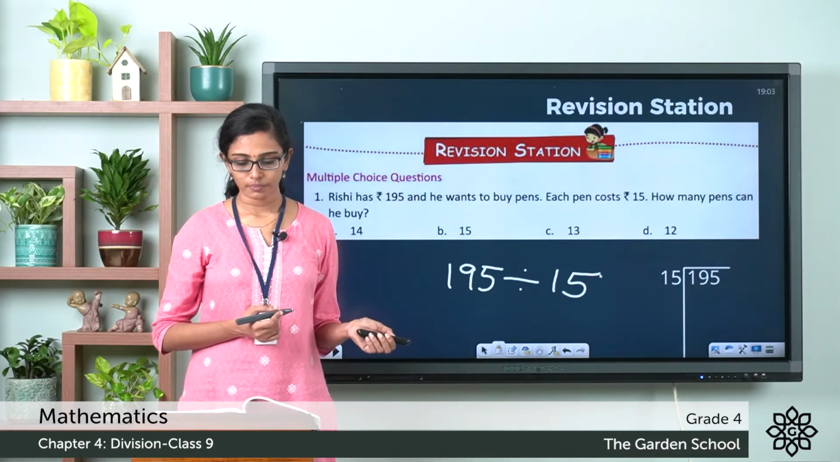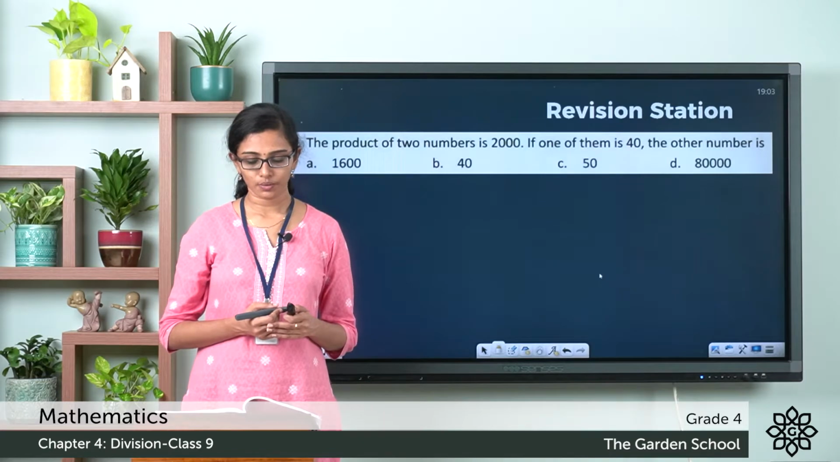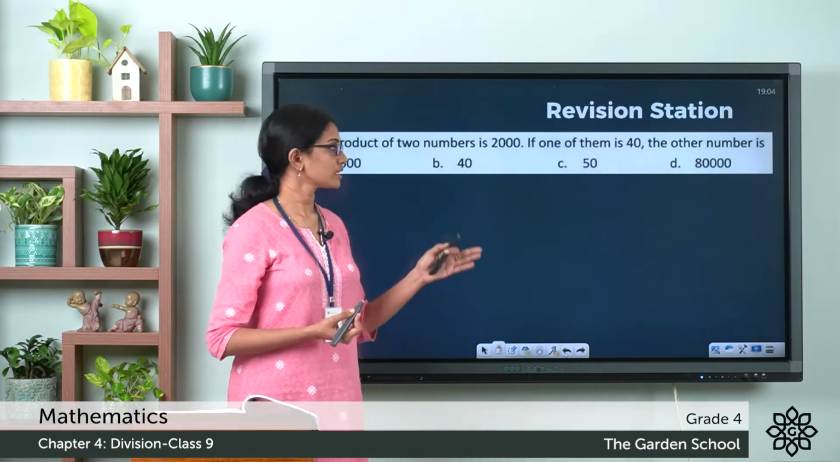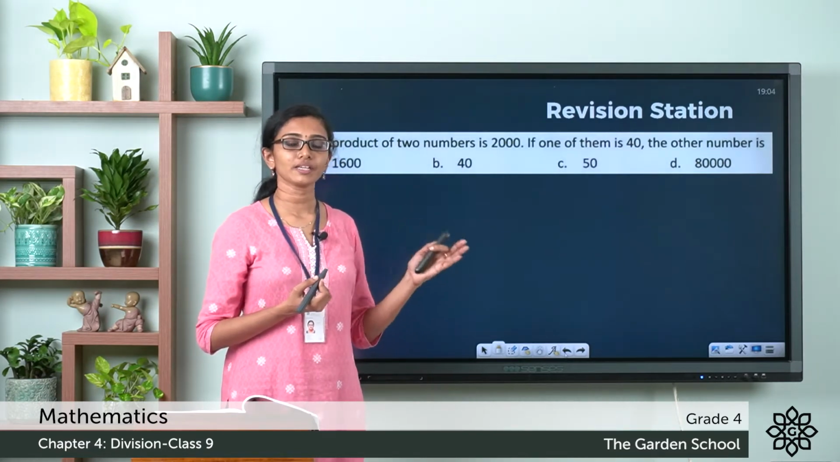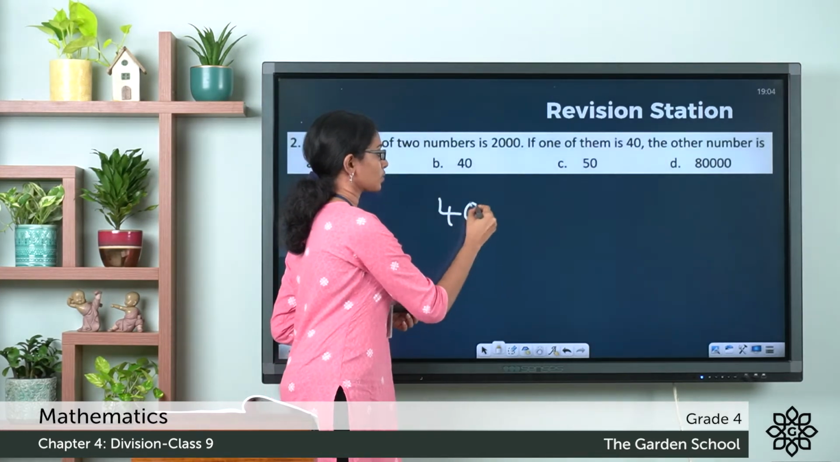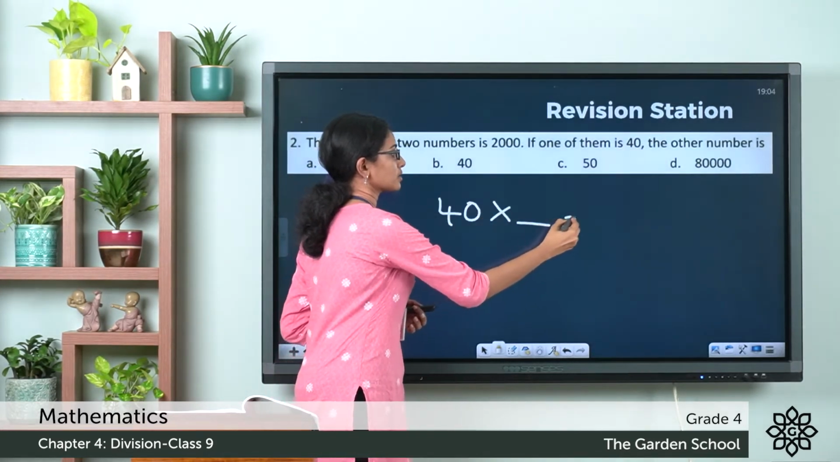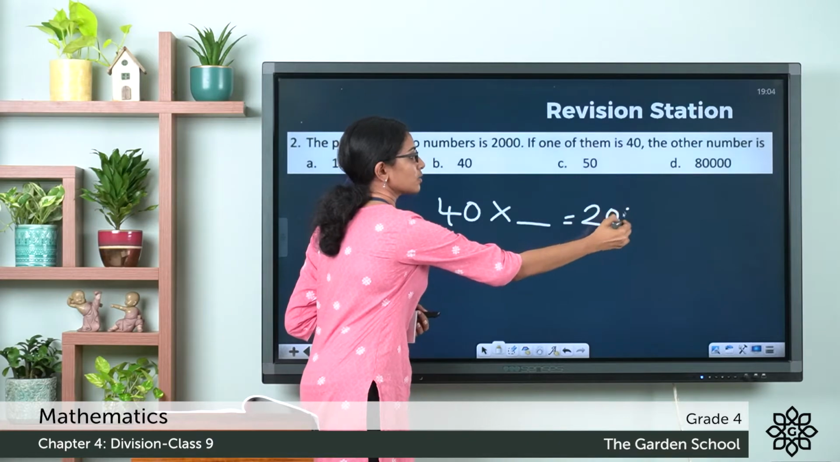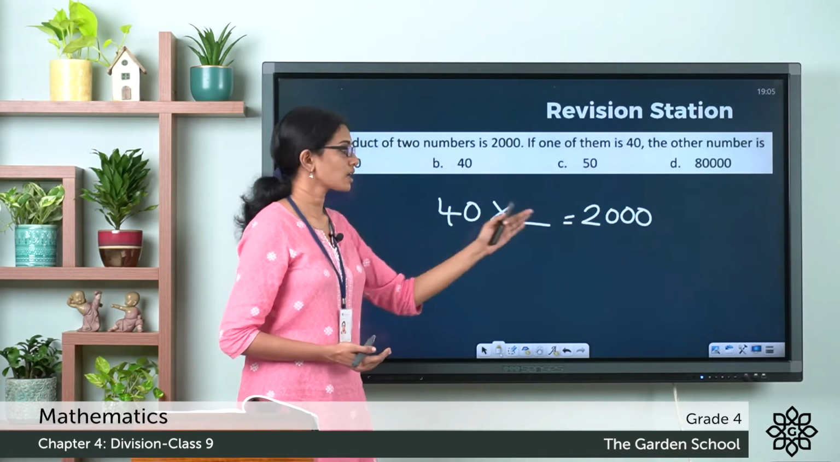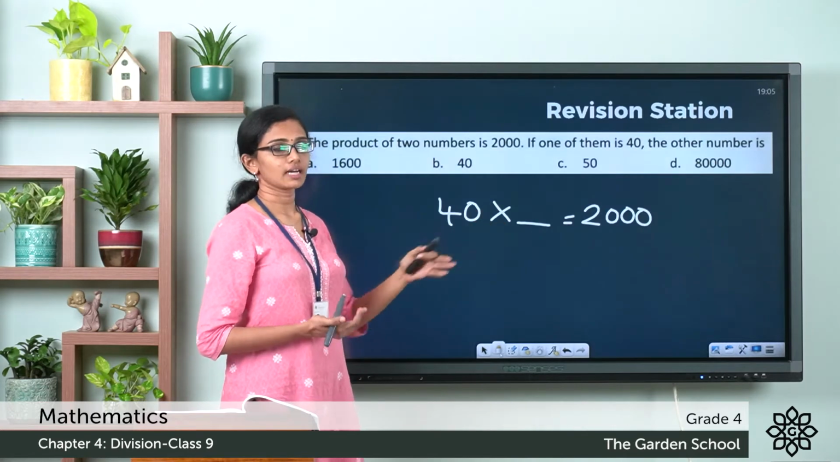It says the product of two numbers is 2000. If one of them is 40, the other number is. Here we are given the product of two numbers as 2000. One of the numbers is 40. We don't know the other number. So how do we find out the other number? We can divide this 2000 by this 40 to get the other number.